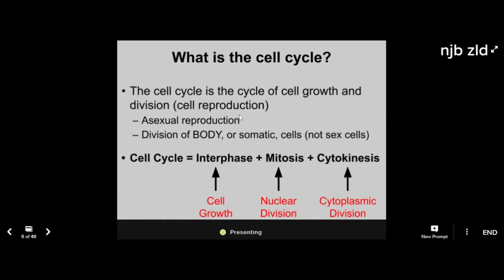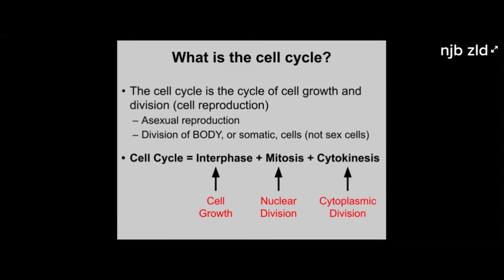All right. So what is the cell cycle? The cell cycle is a cycle of cell growth and division, cell reproduction, asexual reproduction. What does it mean to be asexual reproduction? Somebody put that in the chat for me. What do you think asexual reproduction means? One. Okay. Not two. Okay, good. So one organism. Meaning one parent. One parent. Okay. Yes, that's right.